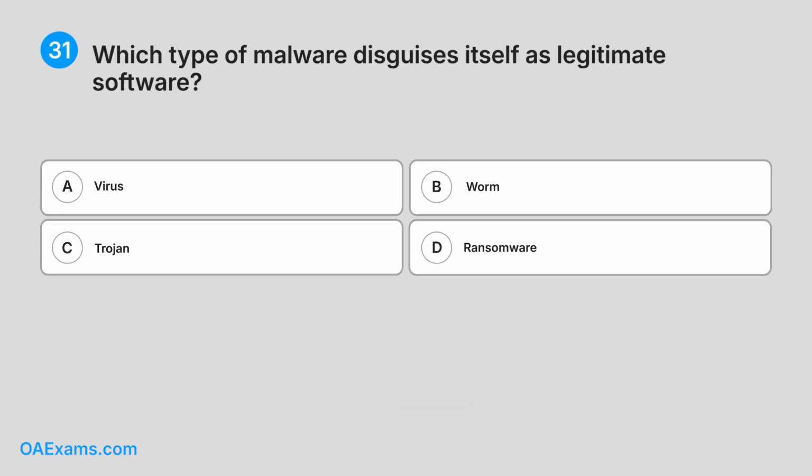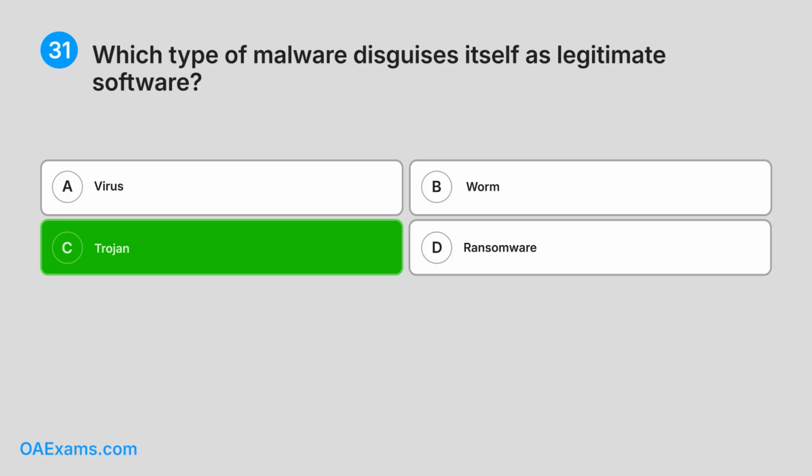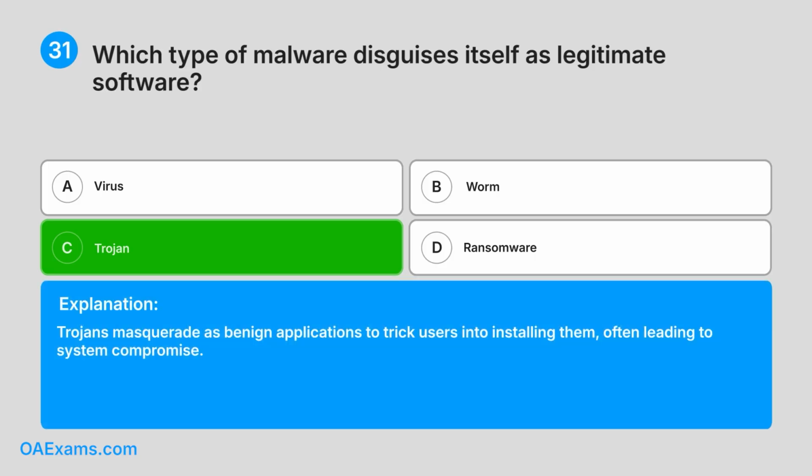Correct answer. C. Trojan. Explanation. Trojans masquerade as benign applications to trick users into installing them, often leading to system compromise.